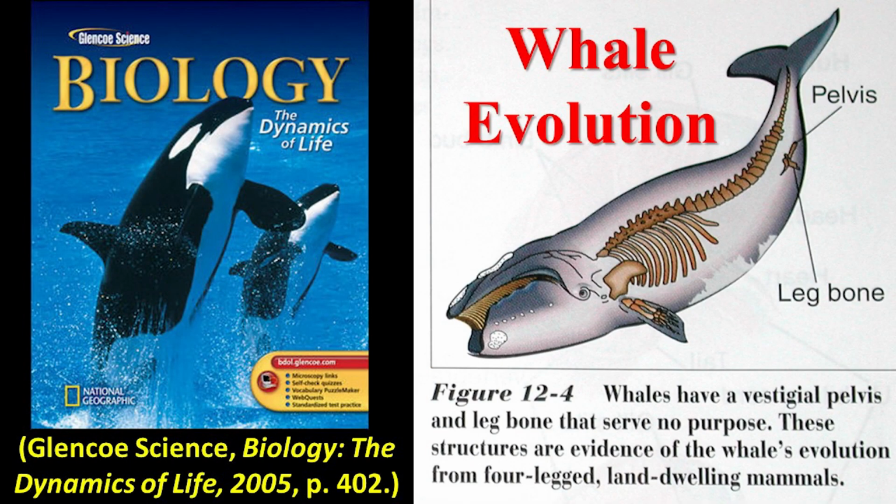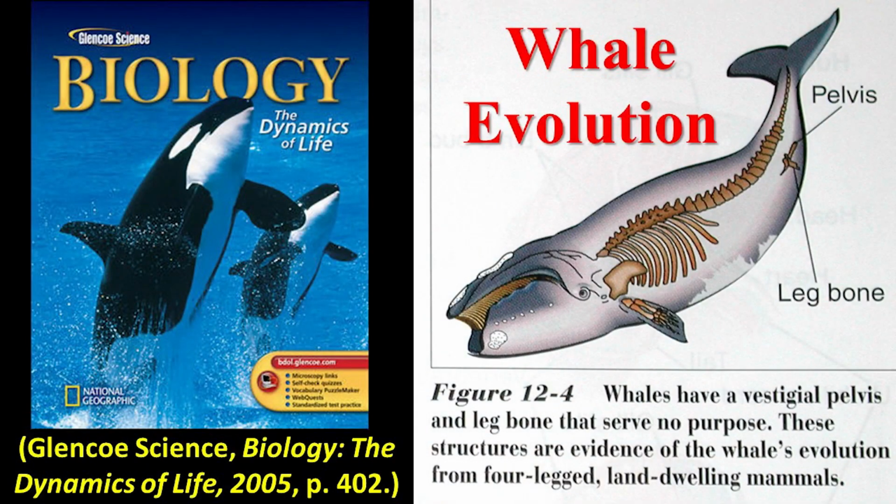Well, part of it is this pelvis. You see these little bones out here? The evolutionists say they are vestigial leg bones. He once ran around on four legs, just like mammals today, but he fell in the water and started swimming around, and now we just have this little leftover pelvis. It's useless. It's a vestigial organism.